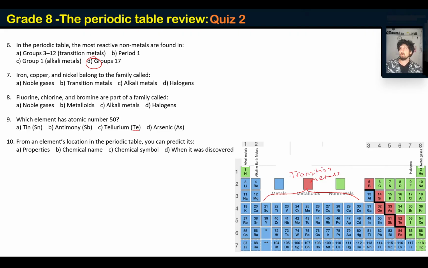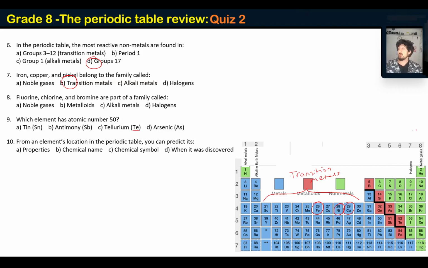They are the transition metals. Okay? And where's this iron, copper, and nickel you speak of? Well, there's nickel, there's copper. Oh no, that's cobalt. There's nickel, there's copper, and there's iron. They are all transition metals. Okay? So they belong to the transition metal group. Okay? Definitely not the noble gases, which are over here. Oops. This is where the noble gases are.